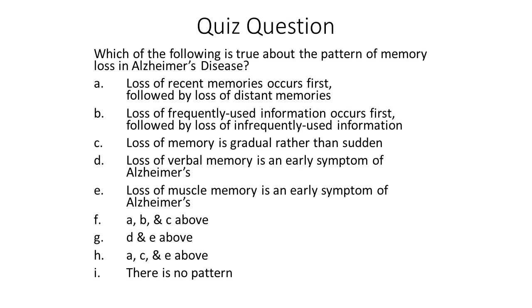F, A, B, and C above. G, D and E above. H, A, C, and E above. Or I, there is no pattern. So which is it? Do you see how those options force you to consider both the timing and the order of memory loss? I intentionally made sure this quiz question focused on those two features because they are what we'll be addressing today. So here's the quiz question again with the answer in bold.